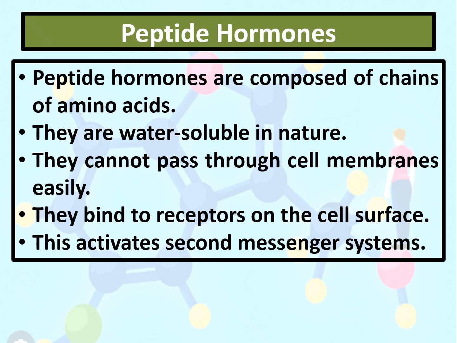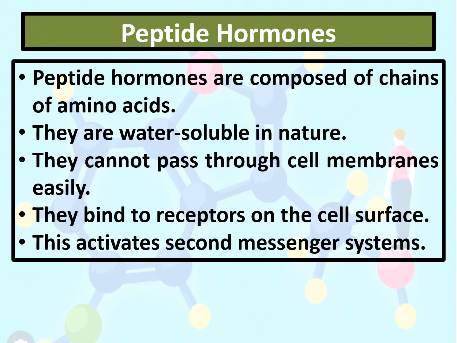Peptide hormones are composed of chains of amino acids. The best quality of peptide hormones is that they are easily water soluble. But they cannot pass through the cell membranes easily since they are hydrophilic. When they need to pass through the cell membrane, the cell membrane has lipid content. Because of this water solubility, they are unable to pass through the cell membranes easily.